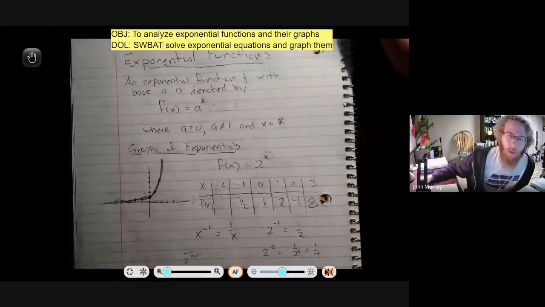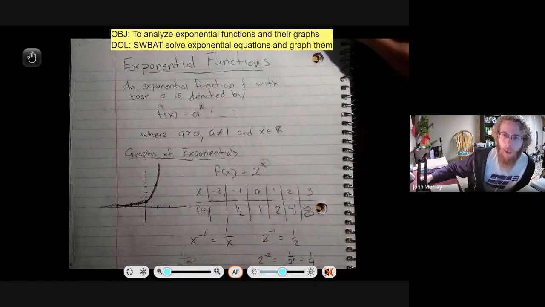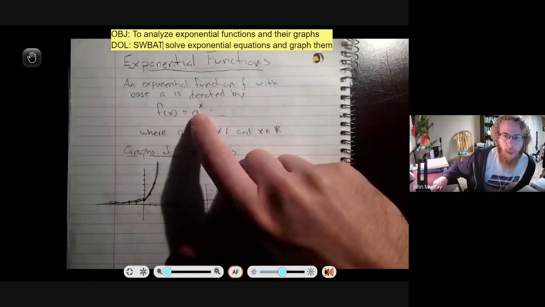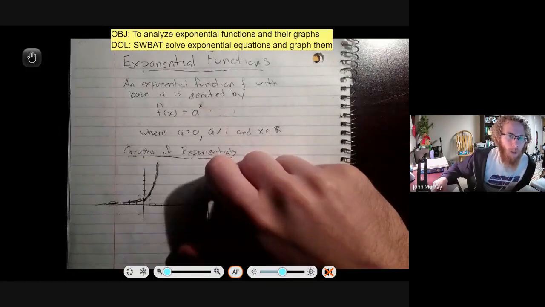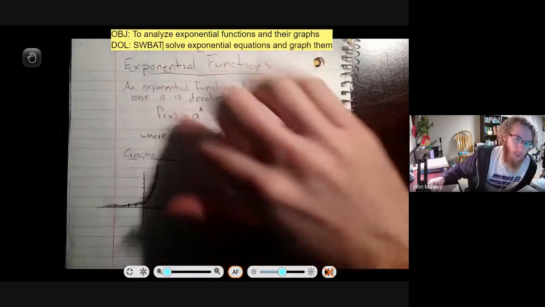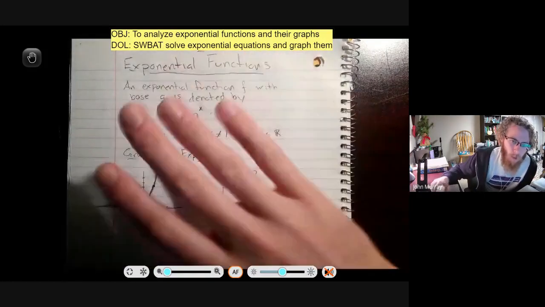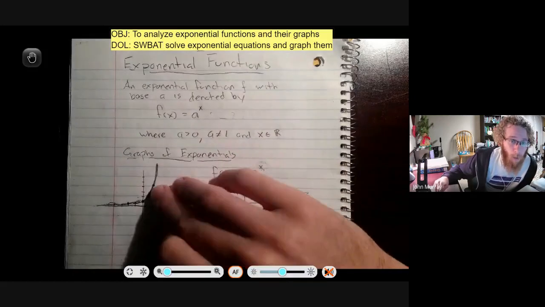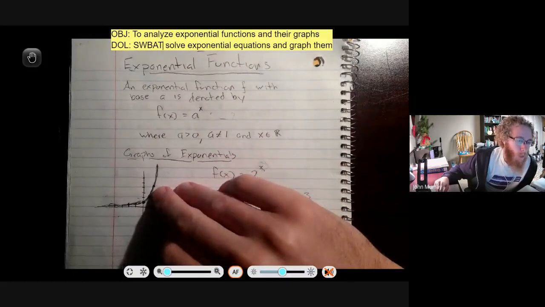All right, so yesterday we started our discussion on exponential functions. An exponential function is of the form a to the x power. Now we'll see where we get today, but like all of our other functions, we can manipulate this function and it'll change its properties. The general shape of the graph will stay the same, right?